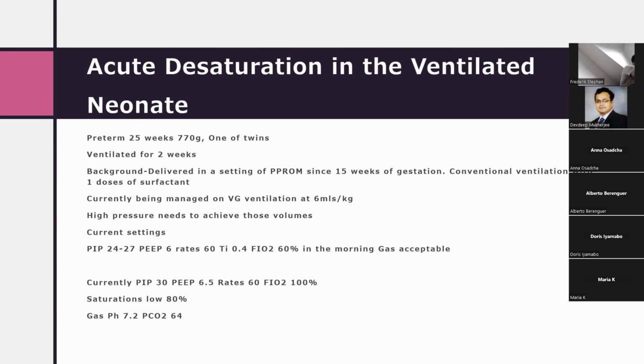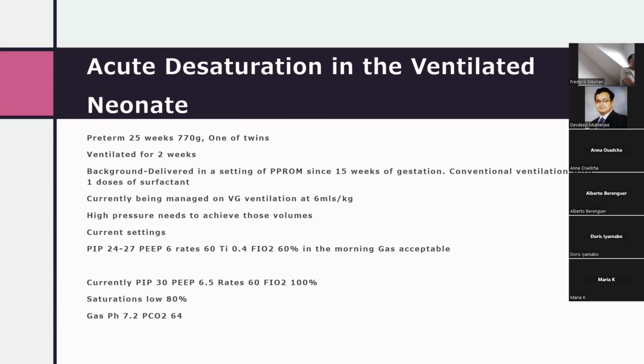So if I say to you that it's 3 o'clock in the morning now, I've received a call and the basic problem is our saturations are deteriorating. For the last 20 minutes, our sats have been 78 to 80%. We are currently on VG at 6 mils per kilo, needing pressures of 30. And really, we're not achieving that volume. The alarm is going off to say that we're not achieving those tidal volumes. We've gone into an FiO2 of 100%.